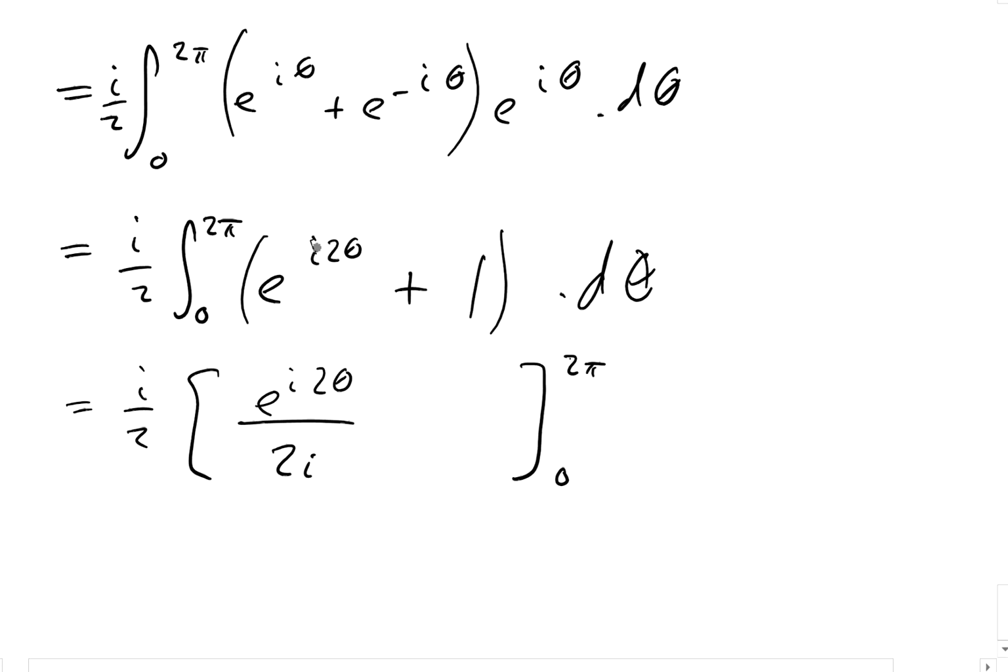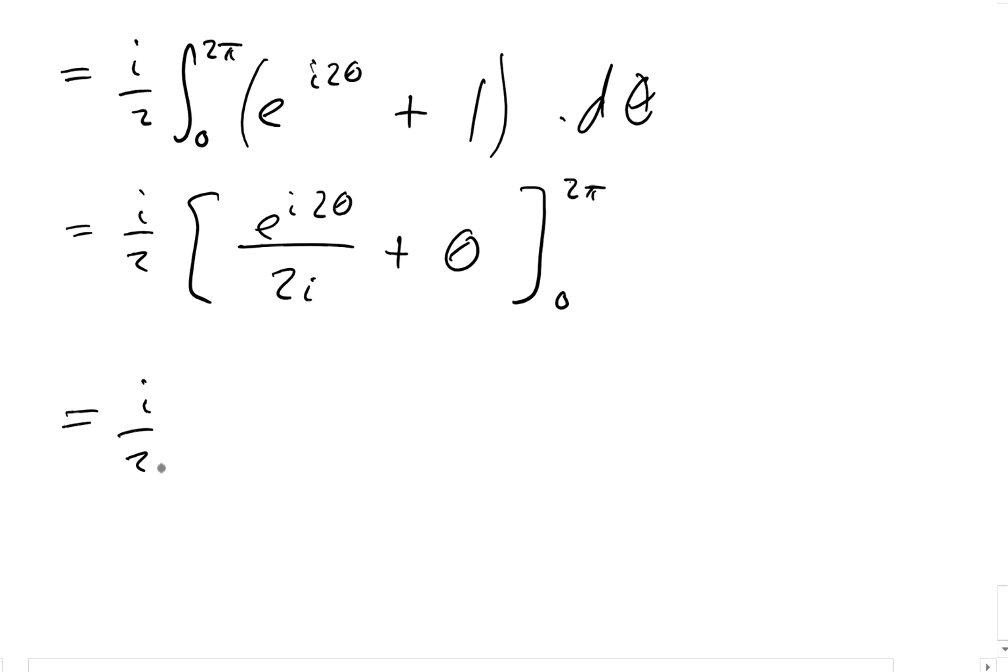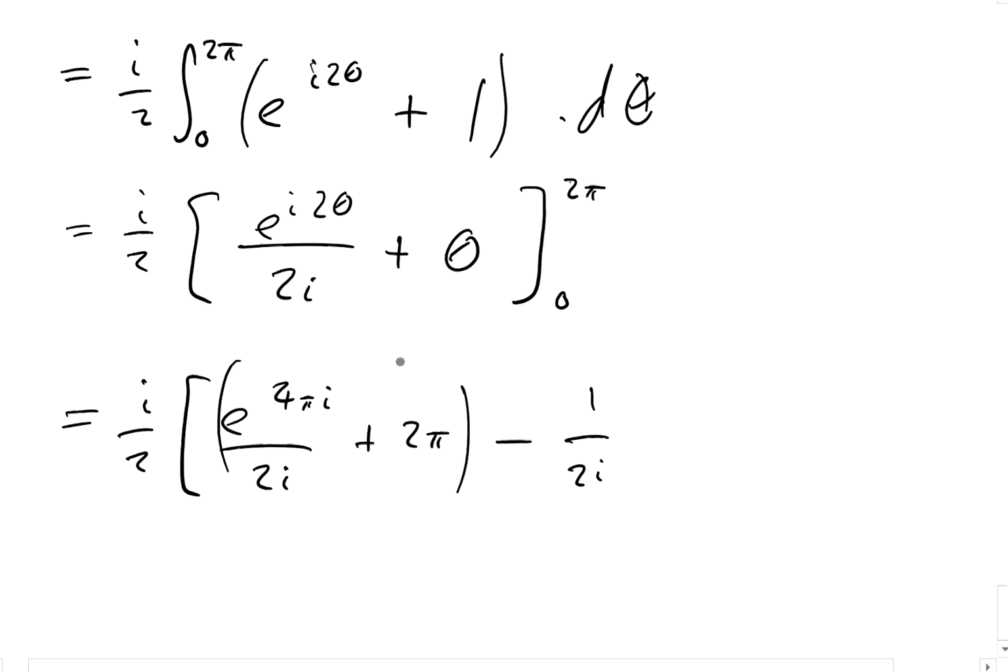I'm just looking at this power, and what I'm after is this thing differentiated. This is what I'm going to have to divide by, because it's e, right? And then plus theta. Let's just evaluate this now. I've got i over 2 e to the 4 pi i over 2i, plus 2 pi, and then minus, putting 0 in, e to the 0, which is 1, over 2i, plus 0, so that's fine.